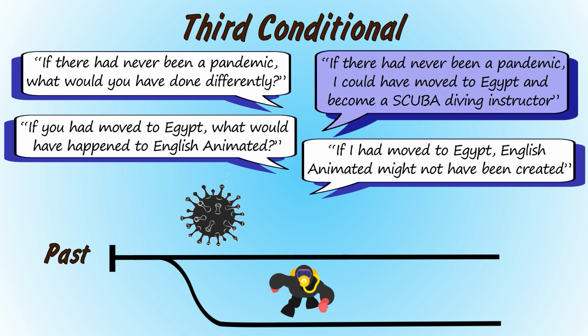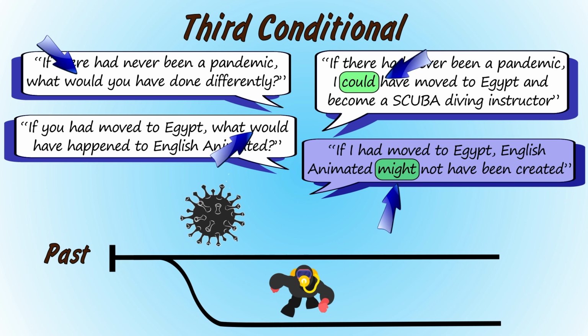In this example, we use could to express ability. And in this example, we use might to express possibility. Like with the second conditional, to make the sentence, all we do is replace would with a modal verb.